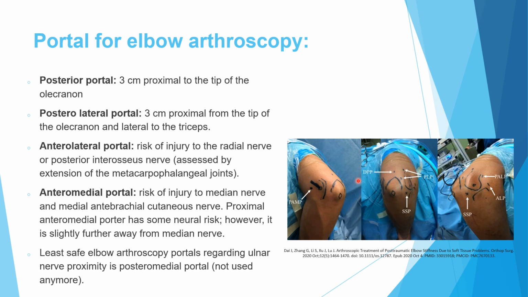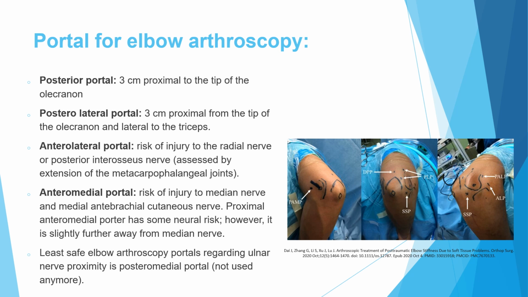So we said we have the posterior portal, the posterolateral border, the anterolateral border. There is also the anteromedial border. The anteromedial border has some risk of injuring the median nerve and the medial antebrachial cutaneous nerve. So that's why people go more to the proximal anteromedial, so it's slightly more proximal. It has less risk of injuring the median nerve. So we have the posterior, posterolateral, anterolateral, and the anteromedial and the proximal anteromedial.